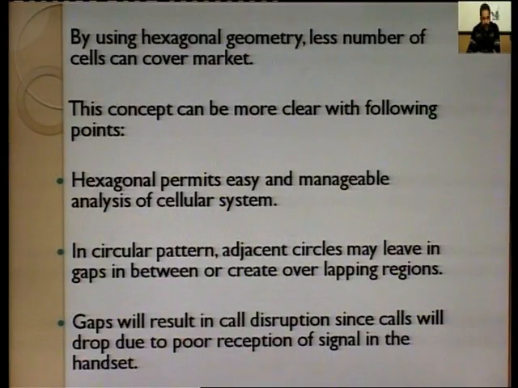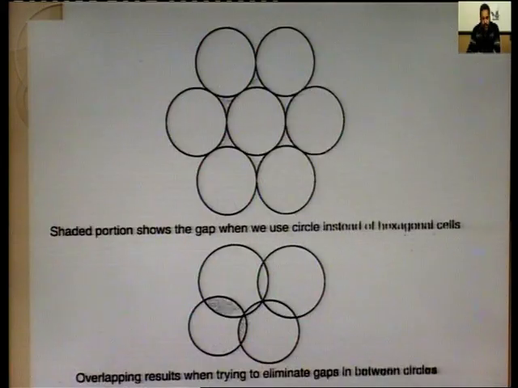In a cellular pattern, adjacent circles may leave gaps between them or create overlapping, that we will see in the next slide, and that is why hexagonal cells are used and circular cells are not used. Gaps will result in call disruption, since calls will drop due to poor reception of the signal in the handset in these gap areas. Now, these are the shapes if we use circles instead of hexagonal shapes. The shaded portion shows the gap between the circles when we use circles instead of hexagonal cells.